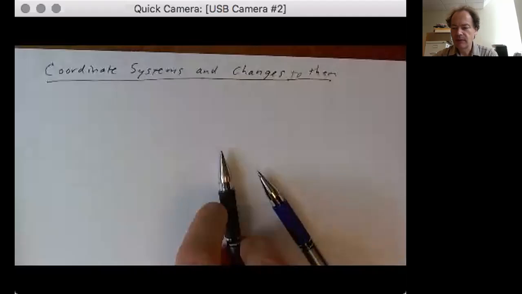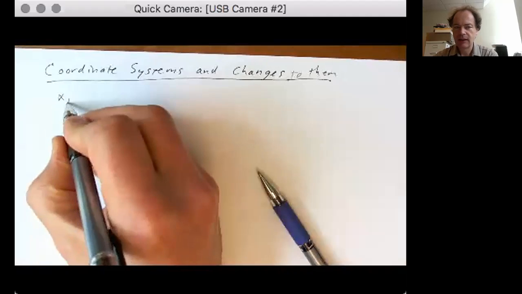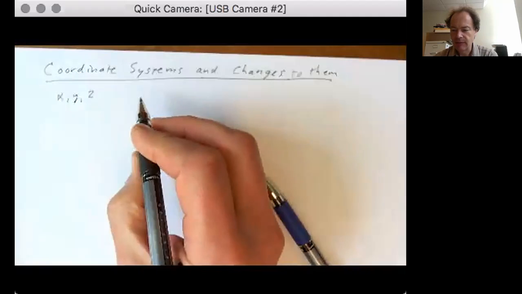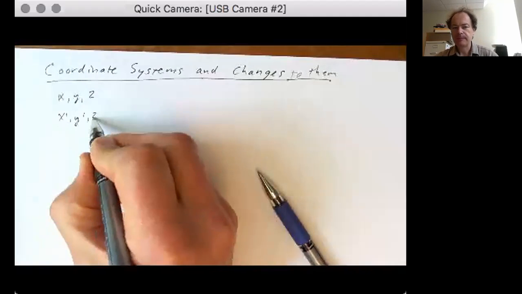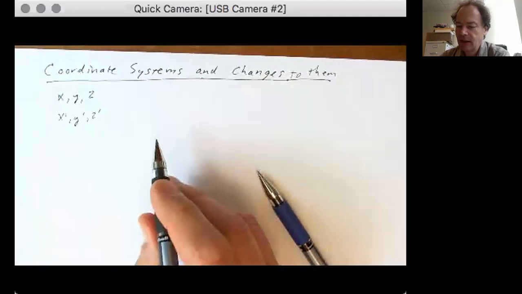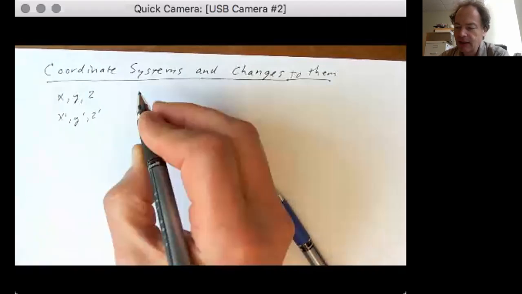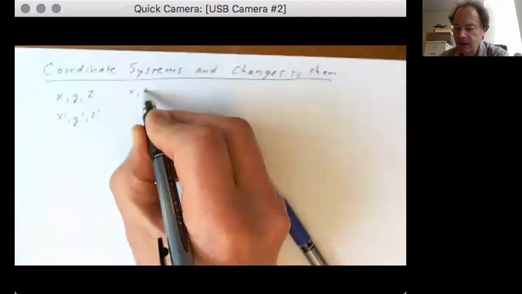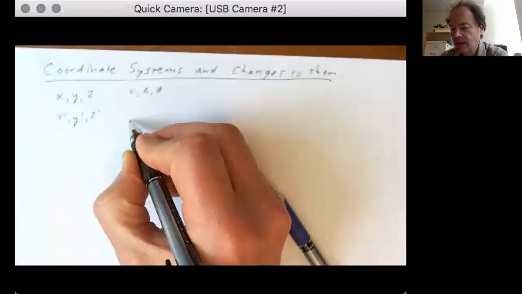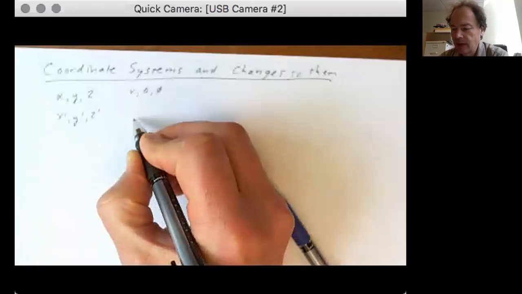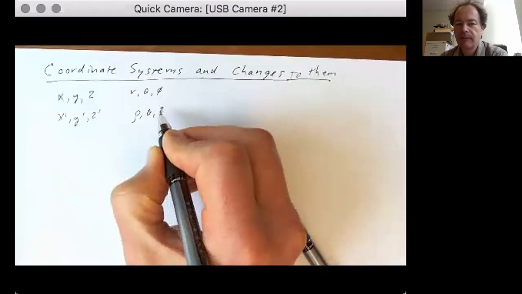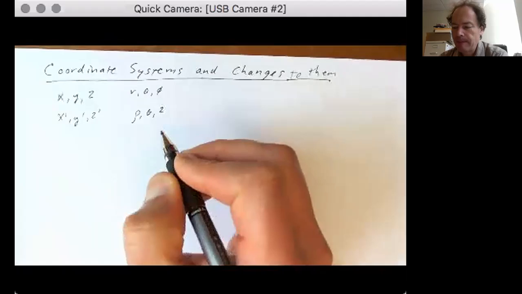So we have coordinate systems. We think of things as x, y, z, or we may want to have x prime, y prime, z prime. And you want to be able to go between these. You may even go to things like r theta phi, spherical, or polar coordinates, sometimes called rho theta phi, some such thing. Now, how do you go between these?